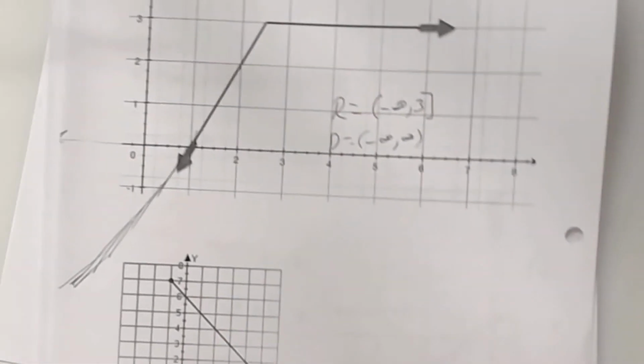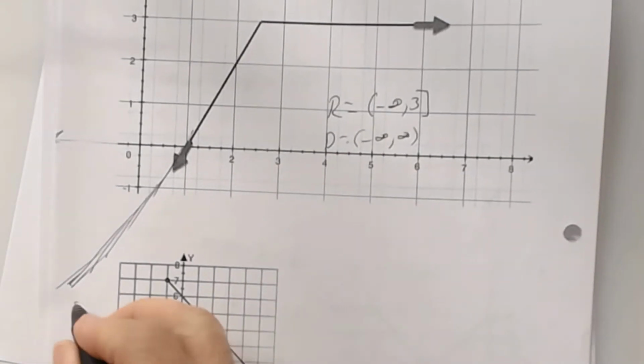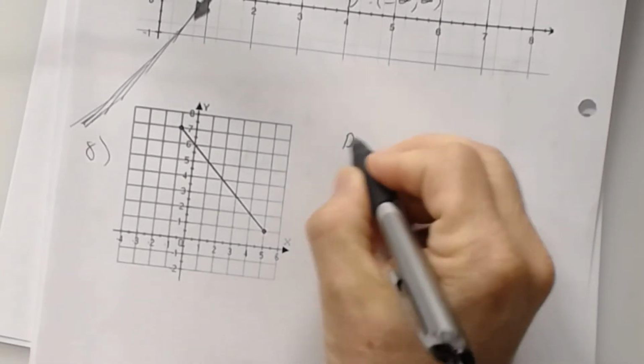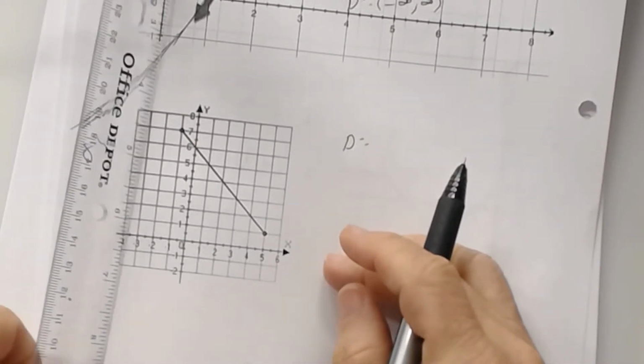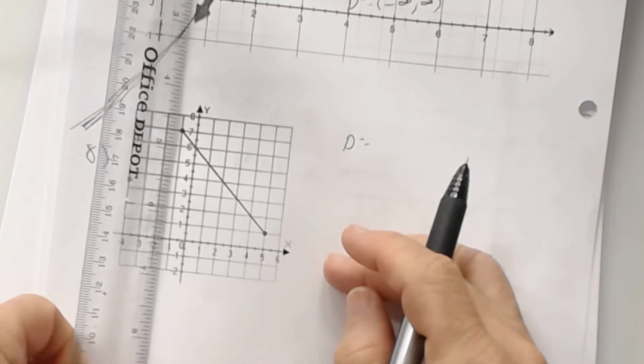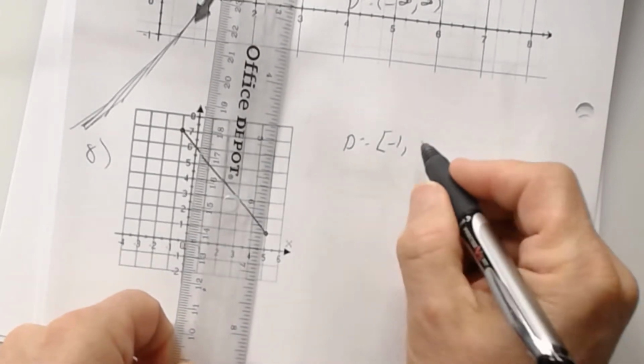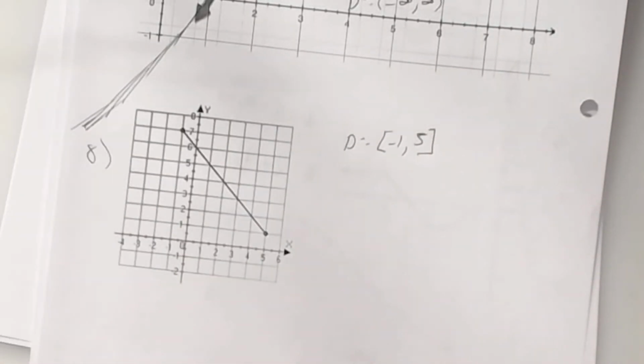All right. Now, 8. Are there any arrows in 8? No. Those are endpoints. See the closed dots? Those are endpoints. So let's talk about the domain first. When I go along the x-axis, I start when x is what? Negative 1. So bracket negative 1, comma, and I end when x is what? 5, with a bracket. So that's my domain, negative 1 to 5. Use a ruler if you have to. Use something like that to help you.